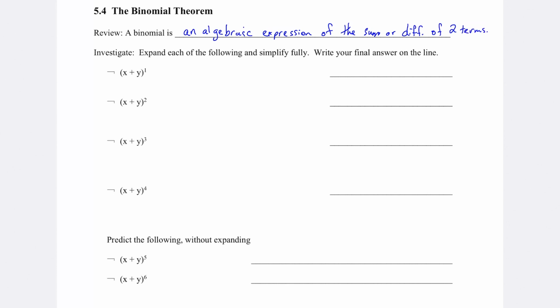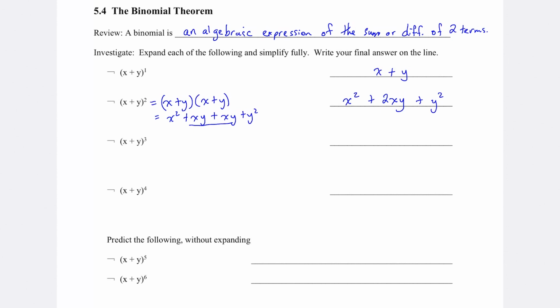So if you have x plus y to the power of 1, you simply just have x plus y. If you have x plus y squared, you have x plus y times x plus y, which gives us x squared plus xy plus xy plus y squared when we FOIL or expand that. So that gives us x squared, and then these are like variables, so we have 2xy, and at the end here we have plus y squared.